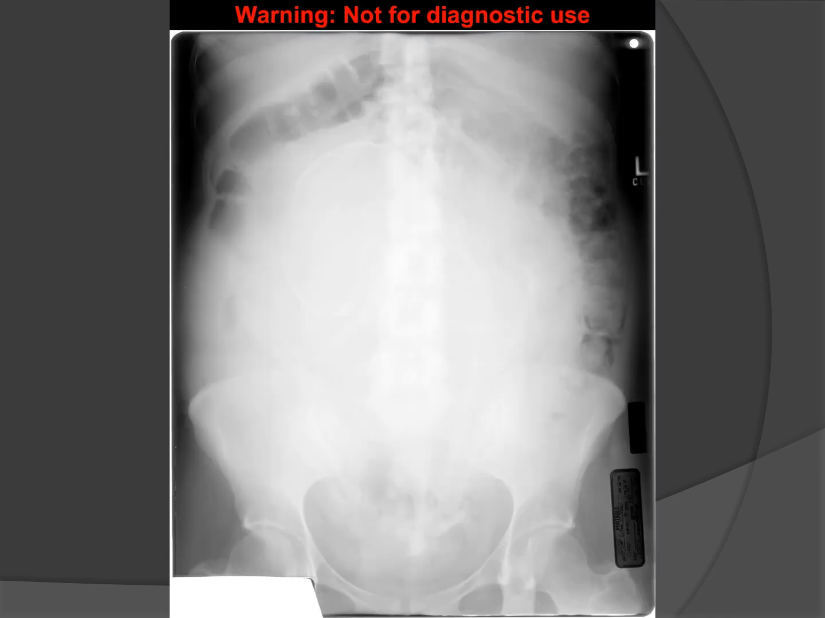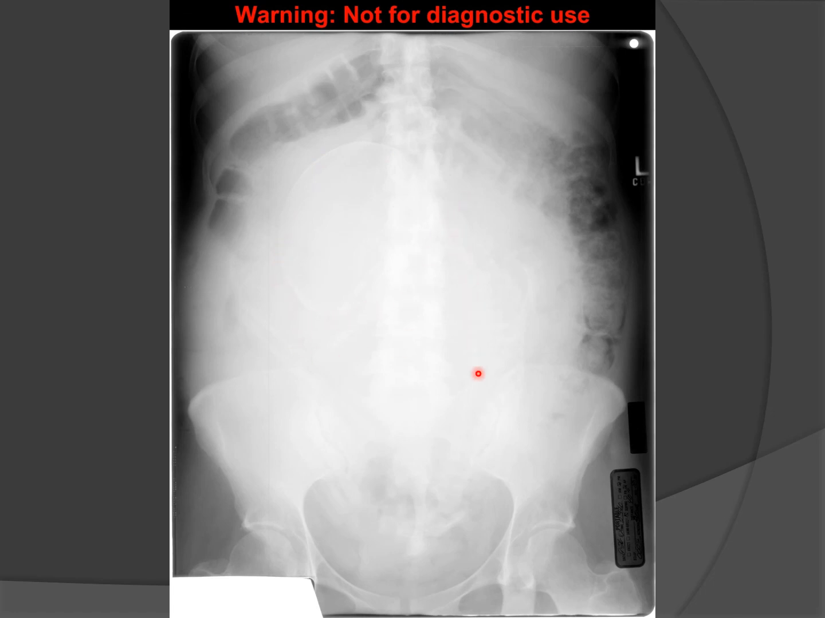I included this image for you to see something a little bit unique. When you look at this image here, you can see that it's not very well penetrated. It's very difficult to see what's going on in this abdomen at all. But if you look more closely, you may notice something else that's going on here. If you look right here, that is the skull of a fetus.